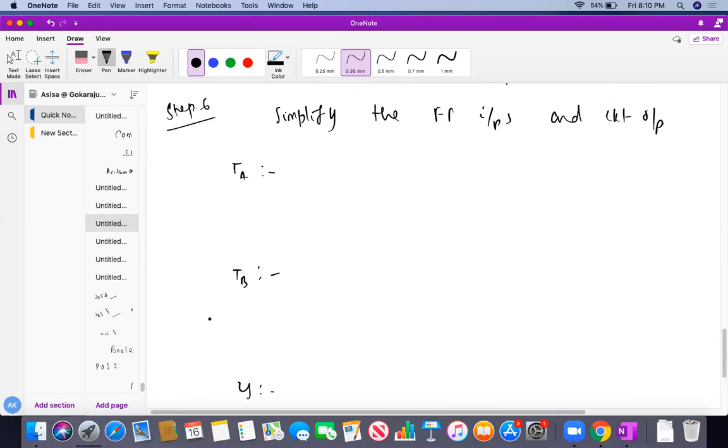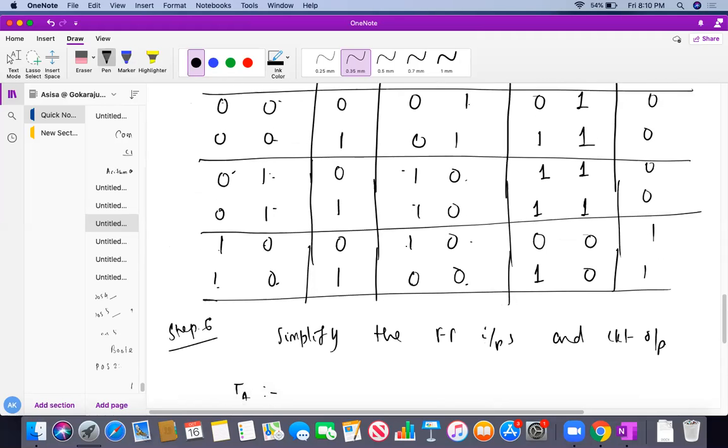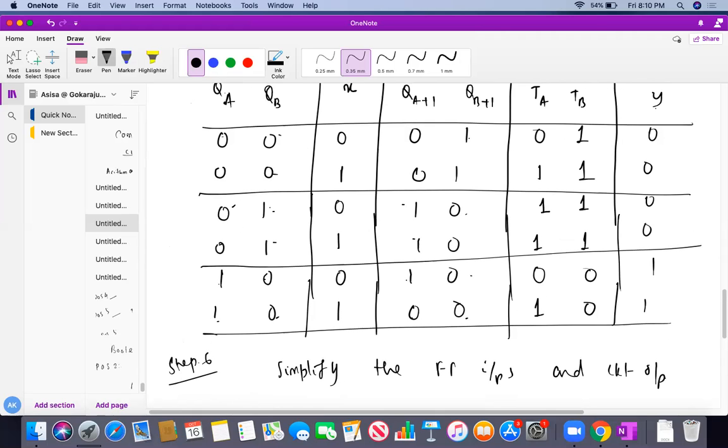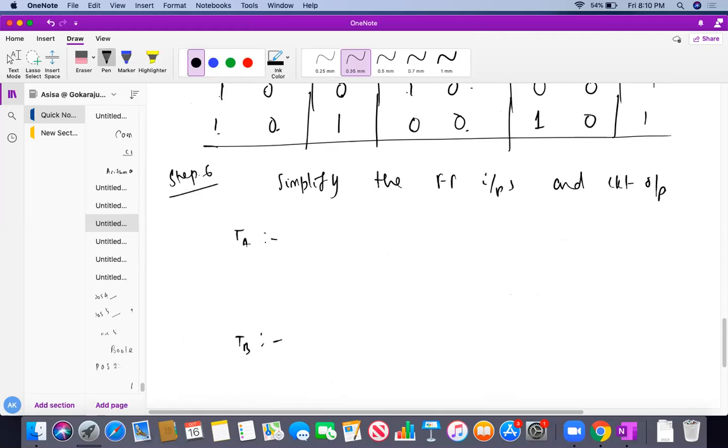Do you all understand? So what you need to do to simplify TA is a K-map simplification. Obviously, what are my inputs? My inputs are QA, QB and X. So we require 3 inputs, so it requires a 3 variable K-map. How do we have to draw a 3 variable K-map?